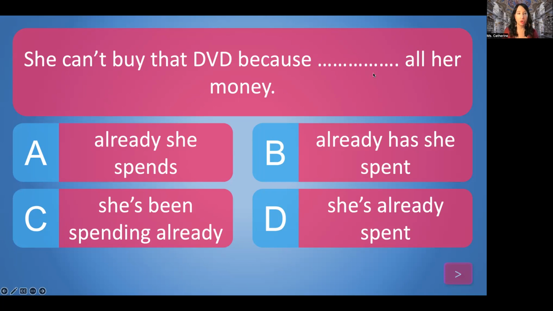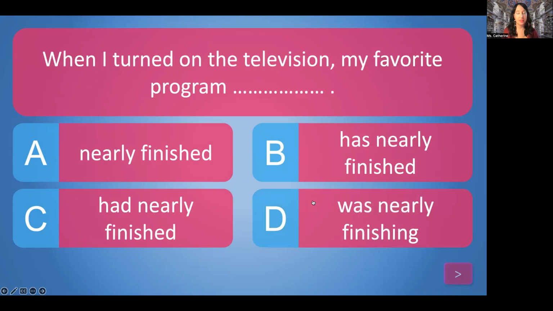Okay, look at your clue words. She can't buy that DVD because that's right, she's already spent. She has already spent, okay? She spent her money already, so she can't buy that DVD. Good job, everyone. Now, spent is the past participle for what? Spend. Good job, everyone.